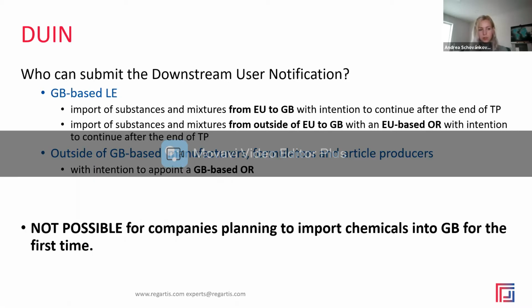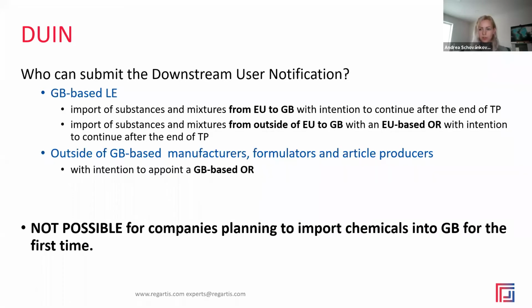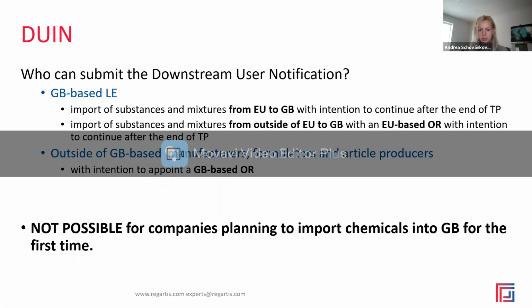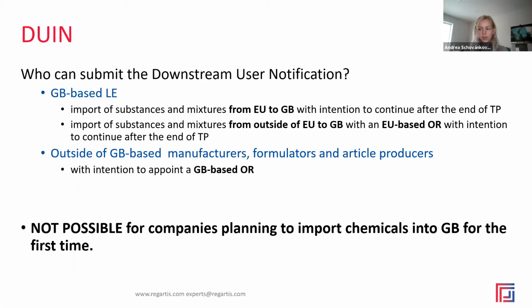It's also important to say that it's not possible for companies only planning to import chemicals into Great Britain for the first time to submit this downstream user import notification. This is intended only for companies that have already imported the substances before the end of 2020. So this is only for these companies, to give them time before the registration, so that they wouldn't have to do it right away after the end of the transition period.